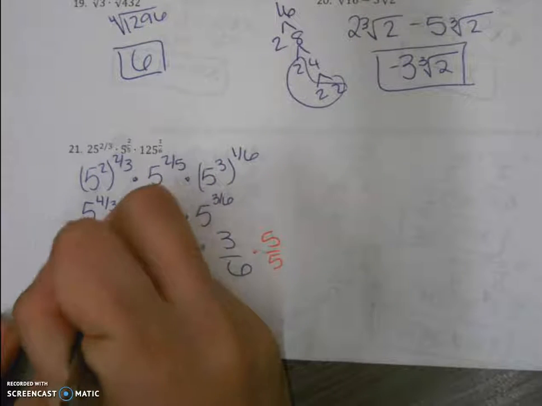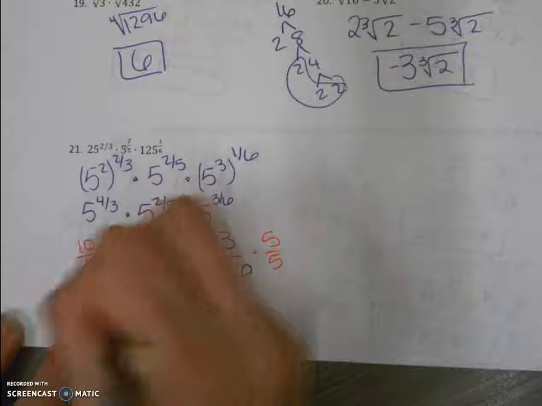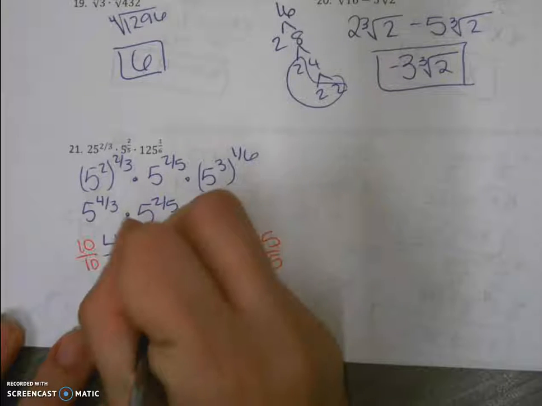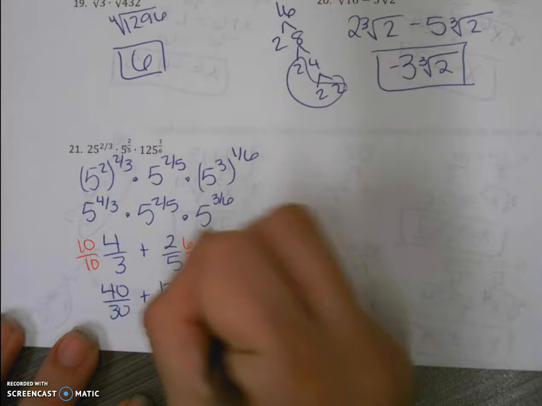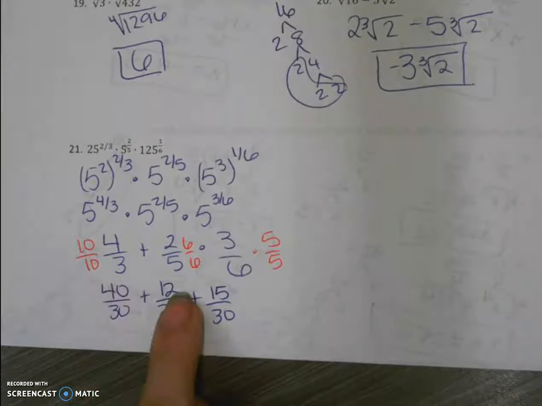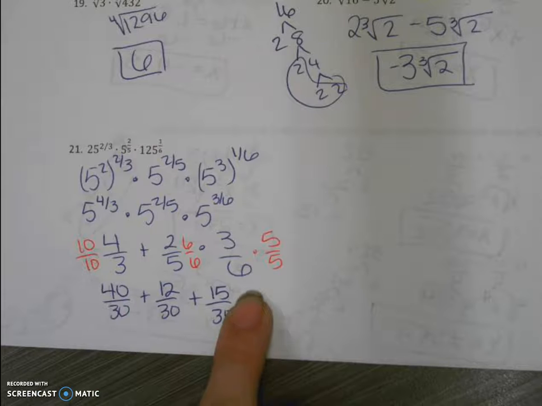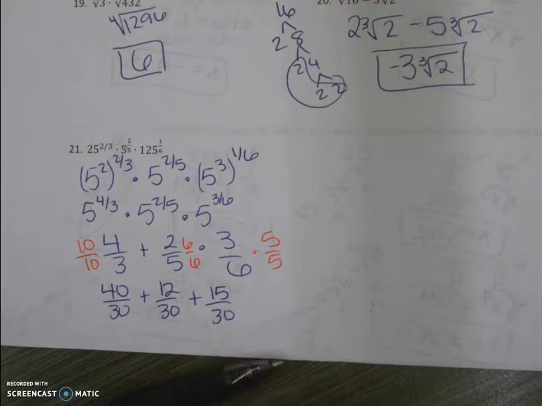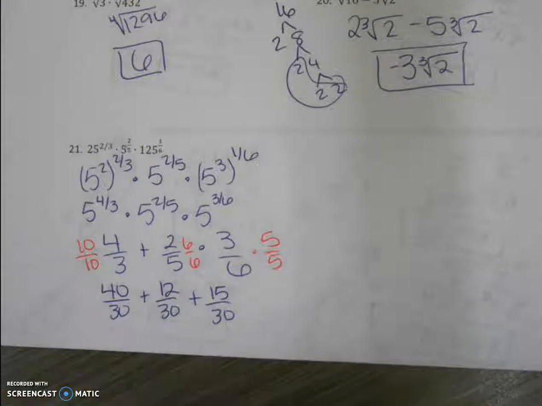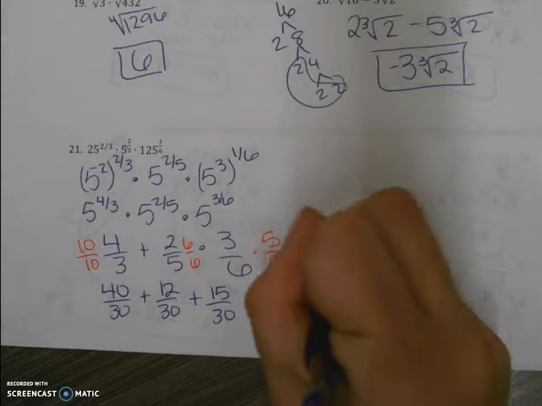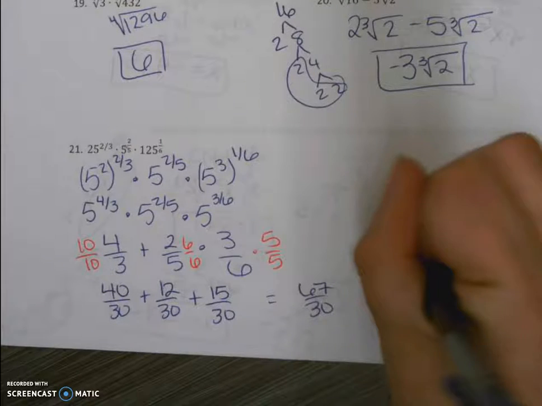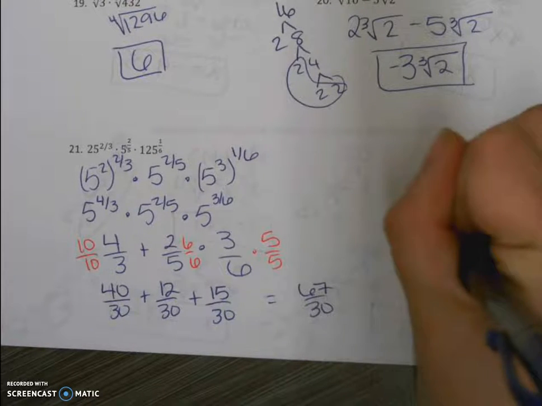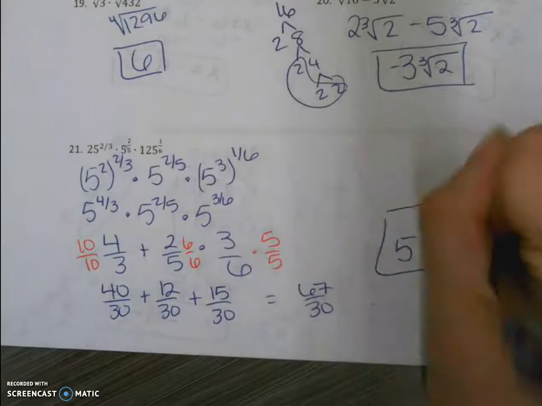So my first fraction turns into 40 over 30. Second one turns into 12 over 30. And the last one turns into 15 over 30. So I just have to add 40, 12, and 15, which gives me, I can't add that one in my head, 67 over 30. This doesn't simplify. So my answer here is going to be 5 to the 67 over 30 exponent.